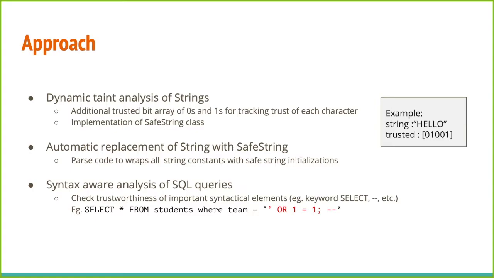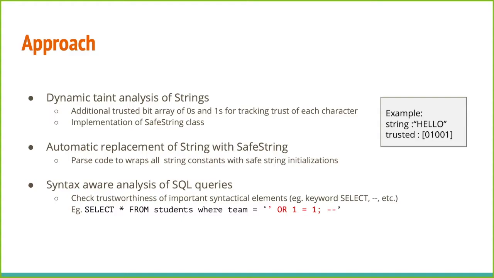Our solution can be broken down into three parts. Firstly, we have the dynamic taint analysis of Python's native string class. We do this using trusted bit arrays of zeros and ones and inherit the native string class to build a safe string class for tracking trust. Secondly, we implement an automatic string replacement module that parses code and wraps all string constants in the code with safe string invocations. Finally, we do syntax-aware analysis of SQL queries constructed using the new safe string class.